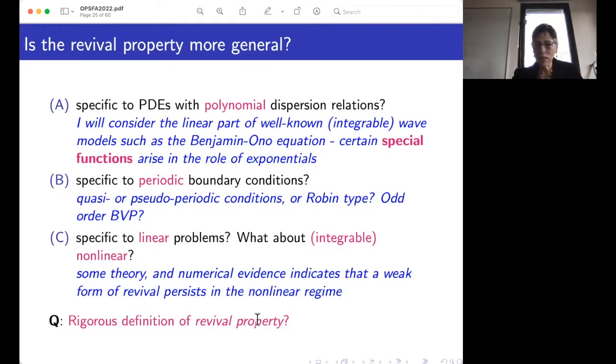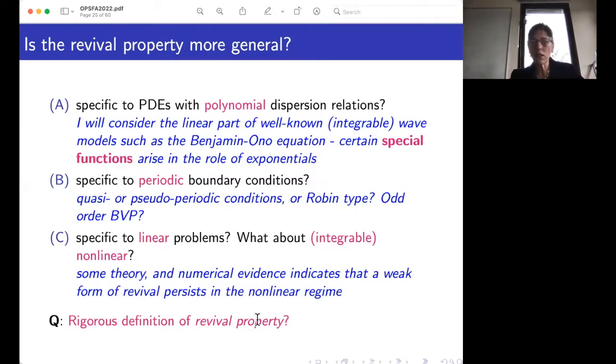Is it specific to PDEs with a polynomial dispersion relation, for example? And that's the first bit of work we did with Peter and with my colleague Lyonell Boulton at Heriot-Watt. We tried to look at other linear parts of well-known integrable wave models, just because it so happens that free space Schrodinger is the linear part of the Schrodinger equation. The Airy equation is the linear part of KdV. These are all integrable models that are very well known in the integrable systems and also fluid dynamics community.